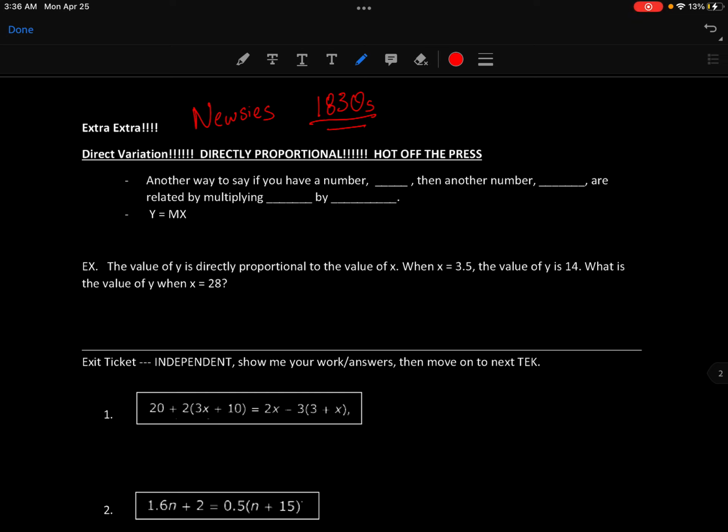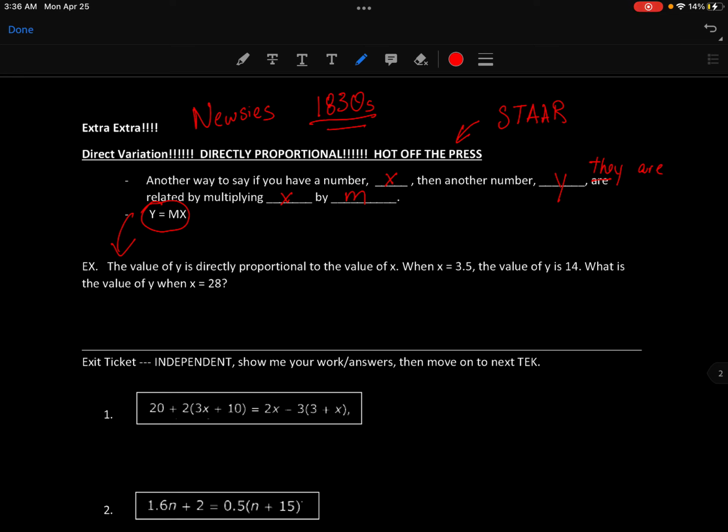So what is direct variation? What is directly proportional? Well, this is something that's going to show up on the STAR exam. When they say direct variation or directly proportional, it's another way to say if you have a number x, then another number y, they are related by multiplying x by m, or similarly, y is equal to mx. If that's confusing, let's look at this example down here.